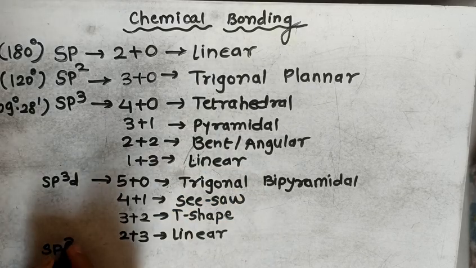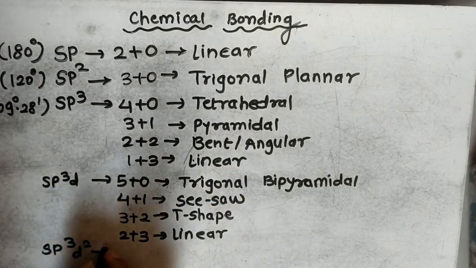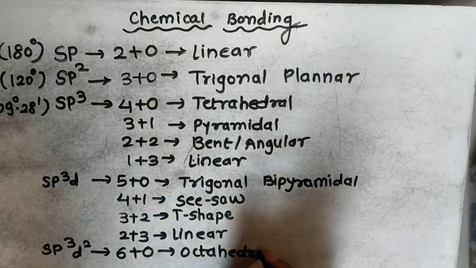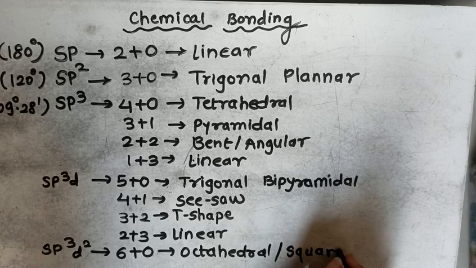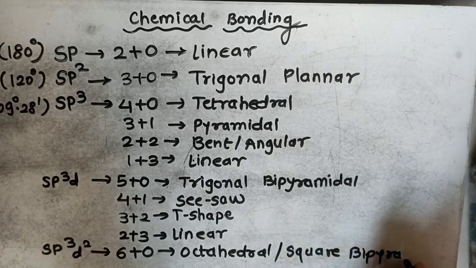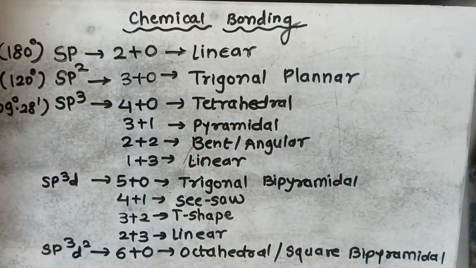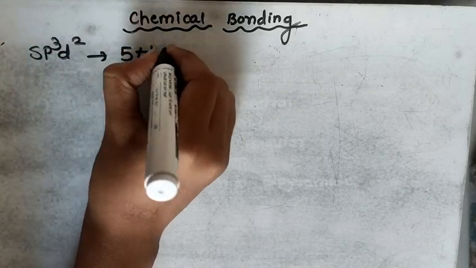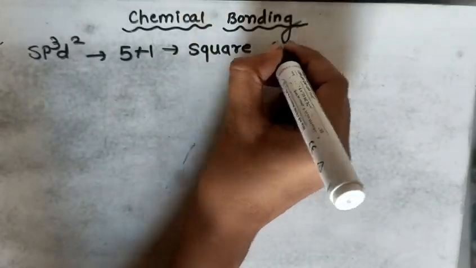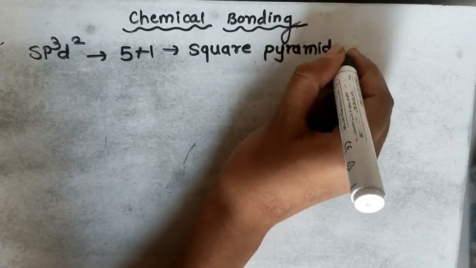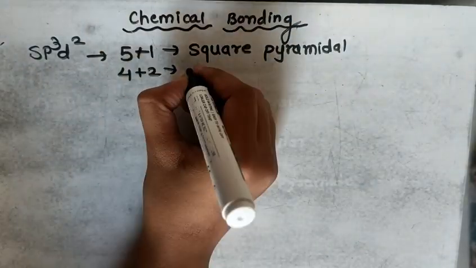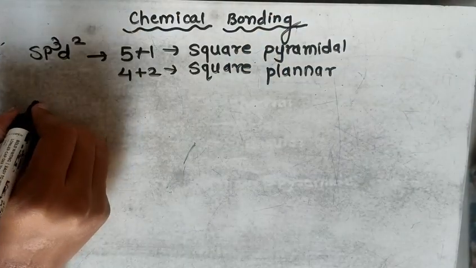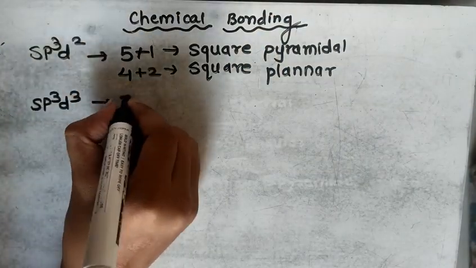Next is sp3d2. 6 plus 0, octahedral or square bipyramidal. sp3d2, 5 plus 1, square pyramidal. And 4 plus 2, square planar.